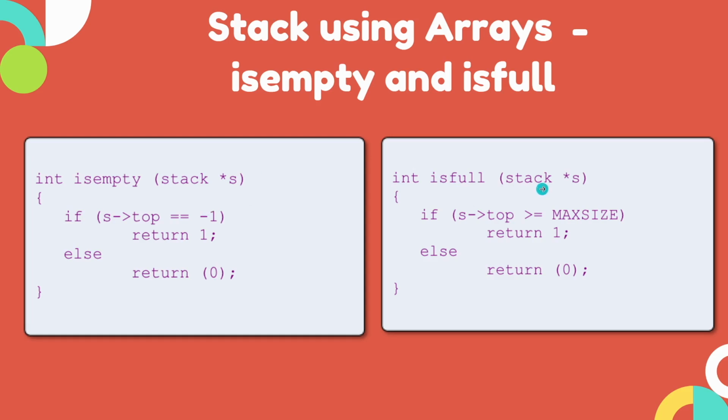Again it takes stack as its argument. We check whether top points to a value which is greater than or equal to max size. So, in our case our max size is 100, and as I said we can have values from 0 to 99. So, I check whether the top has a value equal to 100 or something greater than that. In both cases we say that the stack has already overflown, and so return a value of 1, otherwise we return a value of 0.